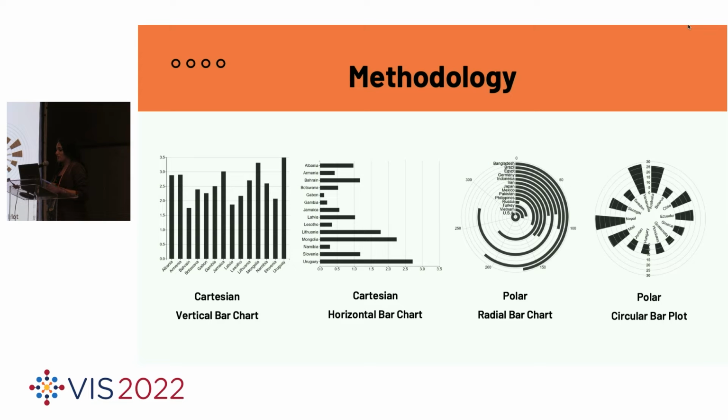This is some example of our stimuli. We formed them keeping in mind that spatial viz directly affects the ability to compare visual encodings and layouts quickly and accurately. We chose these 4 as they're topologically equivalent over the Cartesian coordinates. On the left here, we've got the vertical and horizontal bar chart, and then rotated along polar coordinates on the right, the radial bar chart and the circular bar plot.